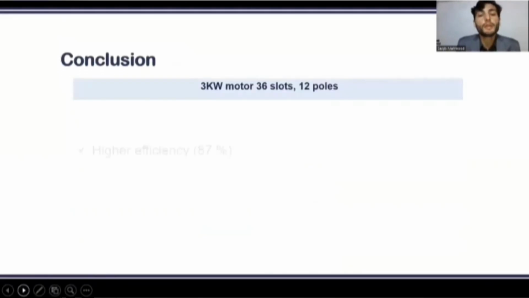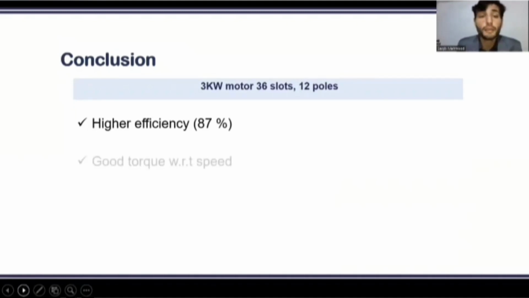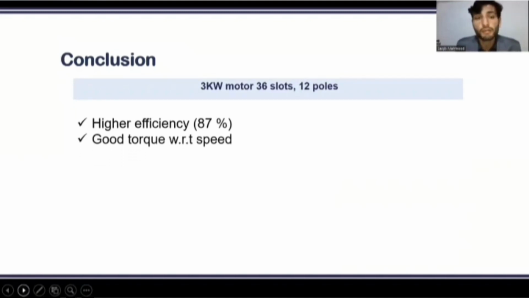So coming toward the conclusion for the 3 kilowatt, 36 slot 12 pole motor, it has the highest efficiency of all the three models, and it has good torque with respect to speed. We see a torque of 29 Newton meter with the speed of 1302 RPM, or 105 kilometer per hour if fitted in the hub of a motorcycle. So this is a very high speed that we can achieve with this motor.